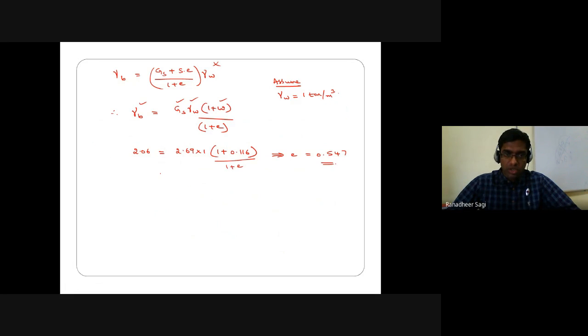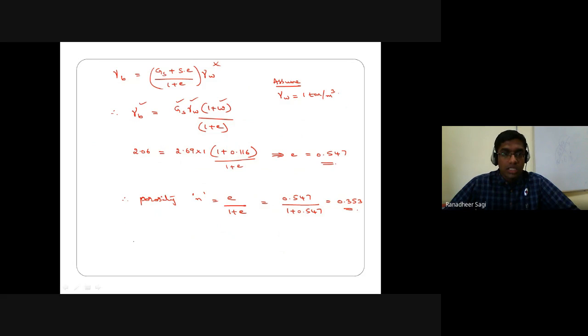So from that void ratio, I can go on to calculate the porosity value. Porosity, which is indicated by the notation n, is given as e by 1 plus e. As the e value is known, I can substitute it into this expression: 0.547 divided by 1 plus 0.547, from which we get the porosity value as 0.353. That is the porosity of the soil.